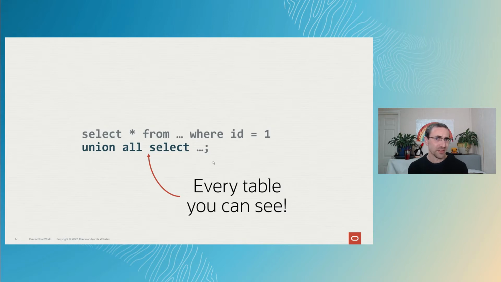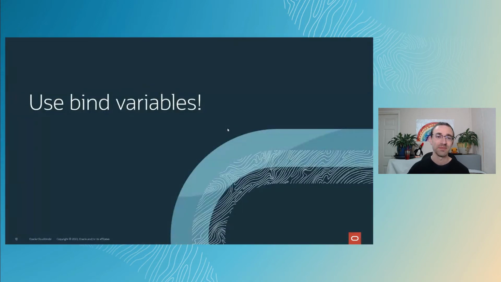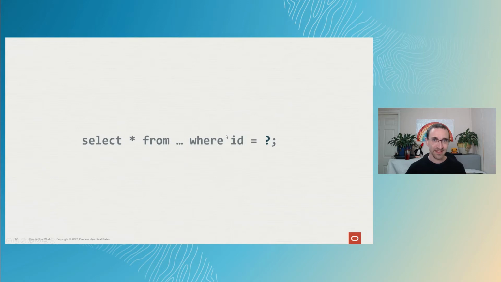So this is so bad. How do we stop it? How do we avoid getting into this problem? Well, fortunately, the solution's super easy. Just use bind variables. Instead of concatenating values in, our SQL statement is select star from whatever table where the ID equals a question mark, or it might be colon variable name, depending on the language you're using.